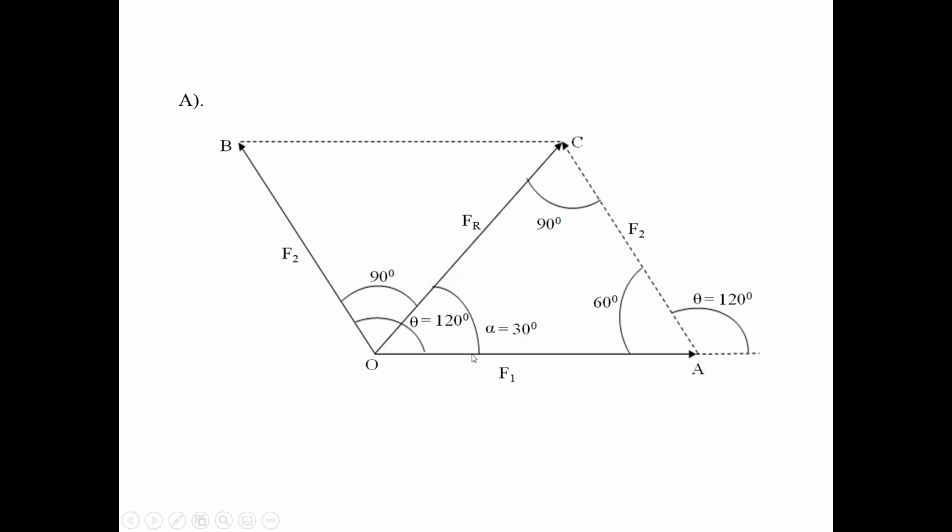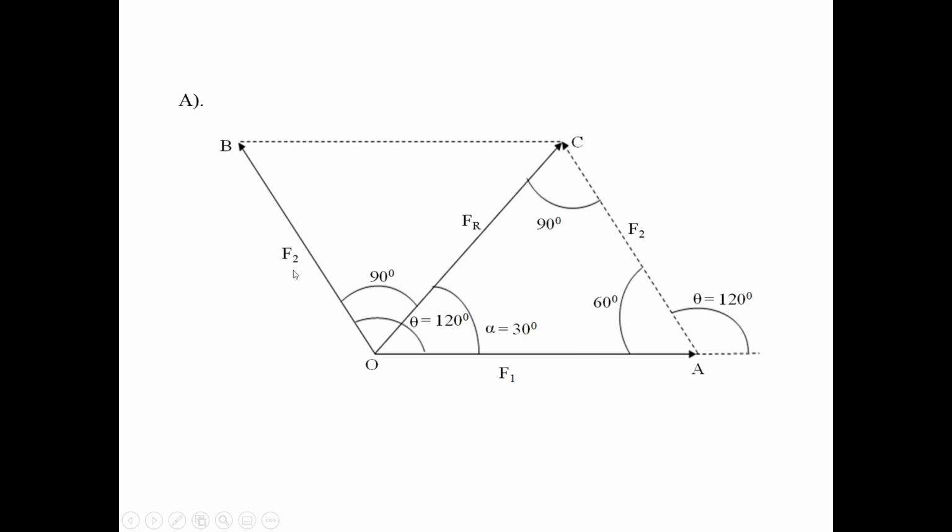The angle between the force F1 and the resultant force is 120 minus 90, that is 30 degrees. The angle between the force F1 and F2 is 90. That is alpha. We know that since it is a parallelogram, side OB is equal to side AC. Opposite sides are equal in the parallelogram.